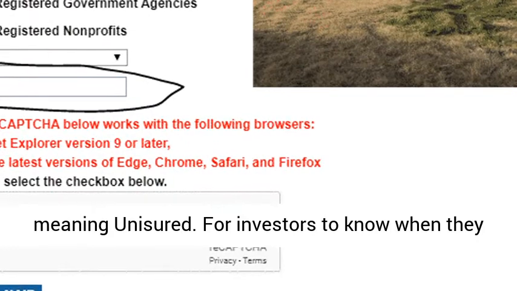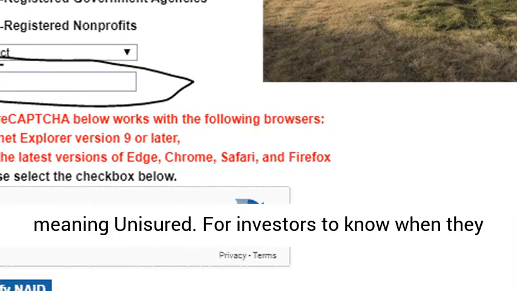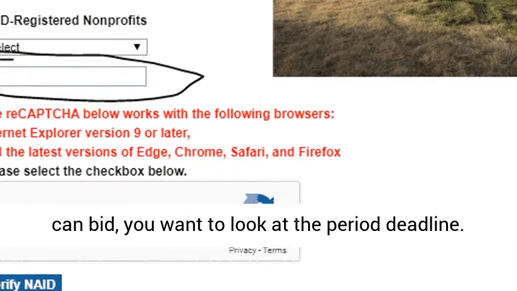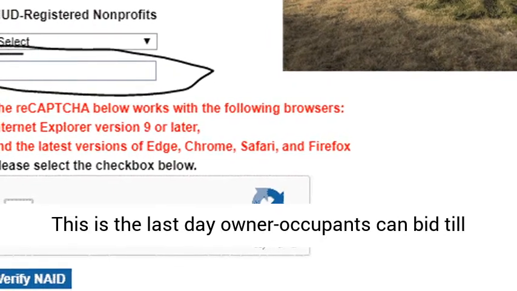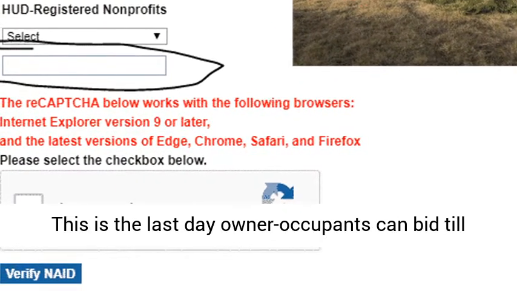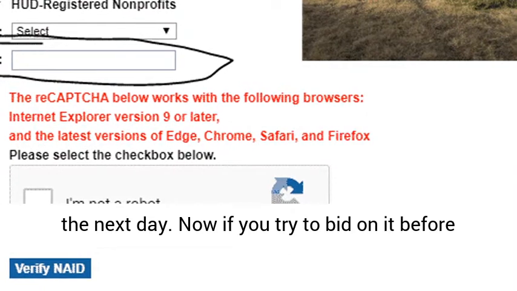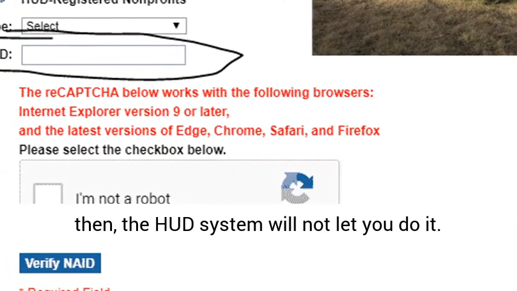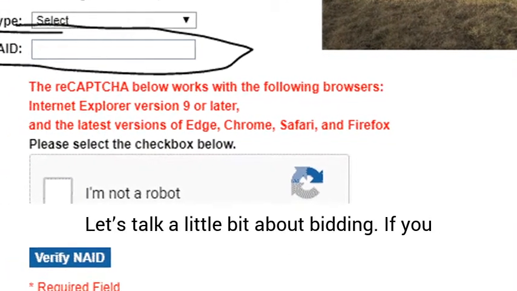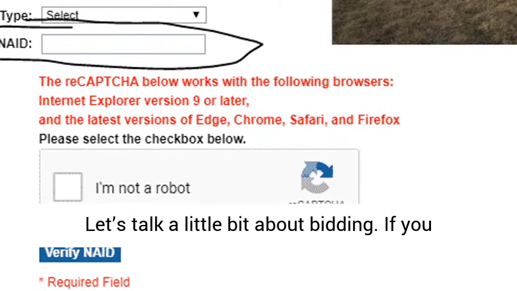If you are an investor, you are looking for UI, meaning uninsured. For investors to know when they can bid, you want to look at the period deadline. This is the last day owner-occupants can bid till the next day. Now if you try to bid on it before then, the HUD system will not let you do it.